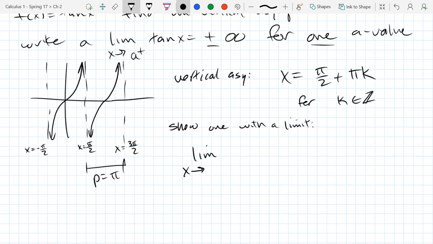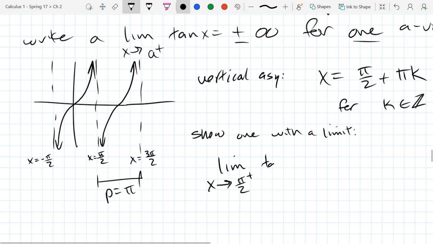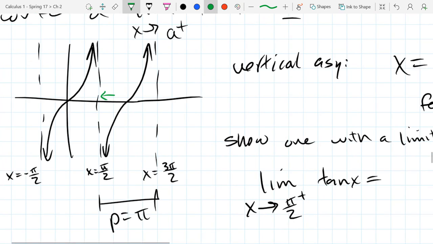And I said we'll pick the positive pi over 2, not the negative pi over 2, and we'll approach that from the right side. So if we look at the graph, what does the graph tell us if we approach pi over 2 on the right side? I wrote a little arrow there so we can see approaching pi over 2 from the right side. That's that green arrow, and we're going to be going down to negative infinity.